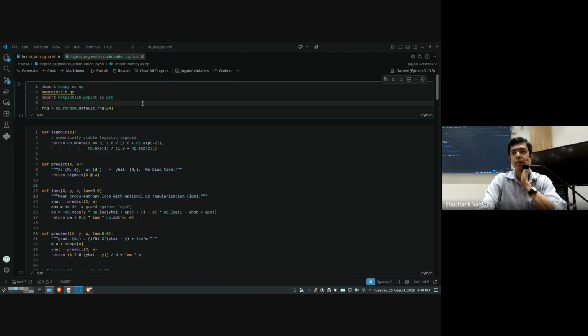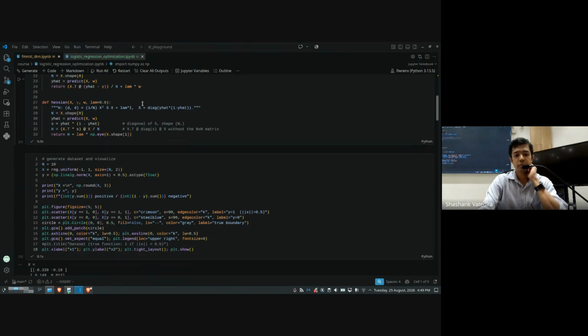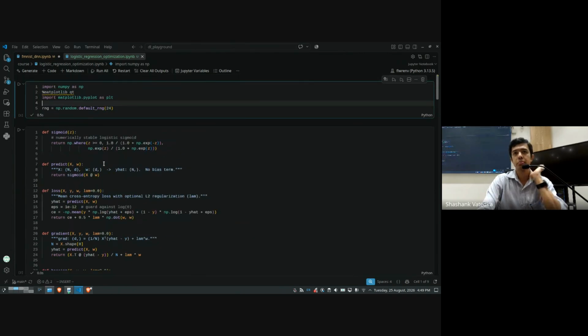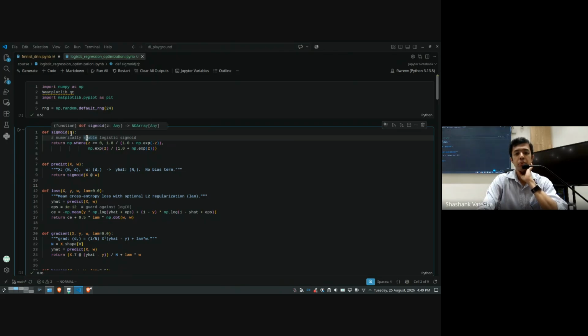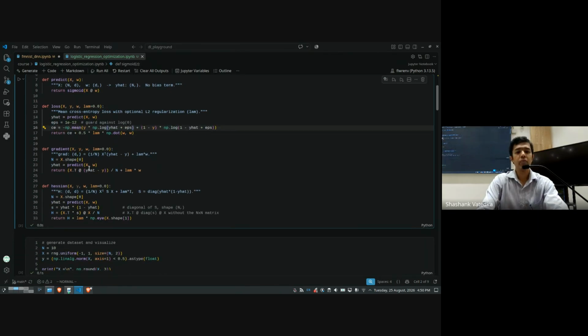So let's run a simple experiment, again logistic regression, but with only two parameters. Basically, I have a binary classification problem, and the output is simply sigmoid of W transpose X, where X is a two-dimensional vector. W is also a two-dimensional vector. And the loss is measured using the cross entropy loss. And I have functions that evaluate both the gradient and the Hessian.